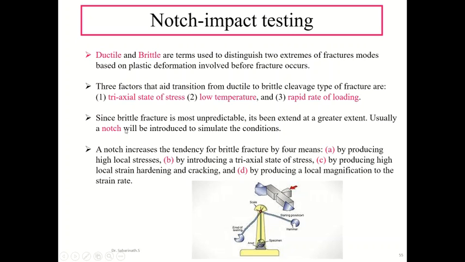Okay, so a notch increases the tendency for brittle fracture by four means: by producing high local stresses, by introducing a triaxial state of stress, by producing high local strain hardening and cracking, and by producing a local magnification of the strain rate.